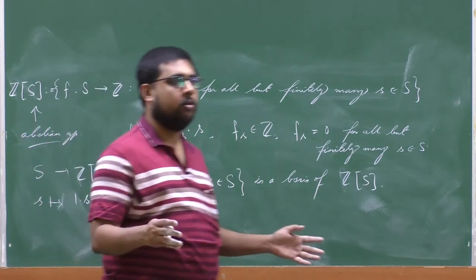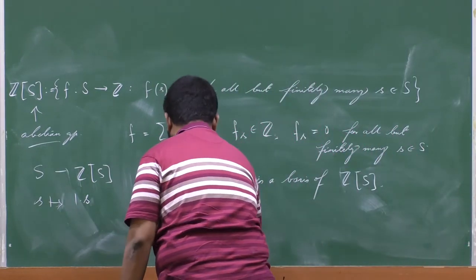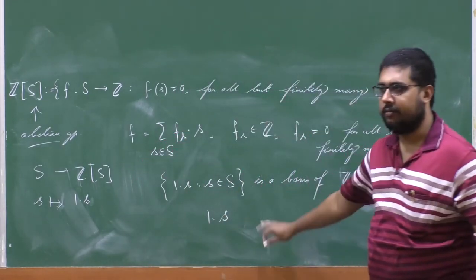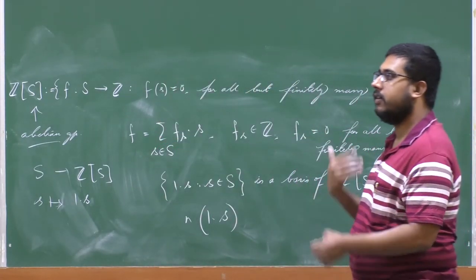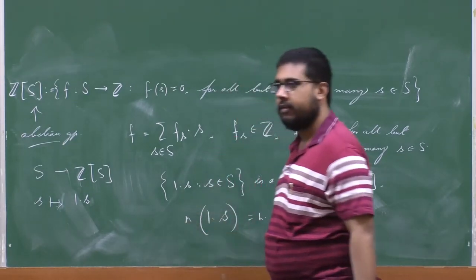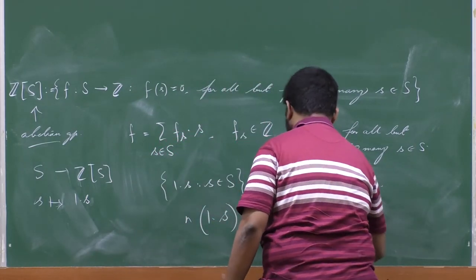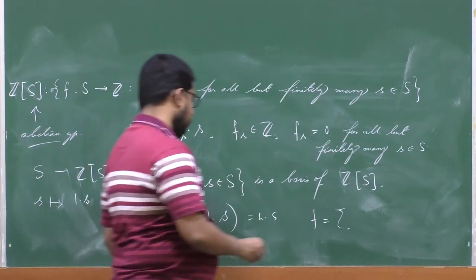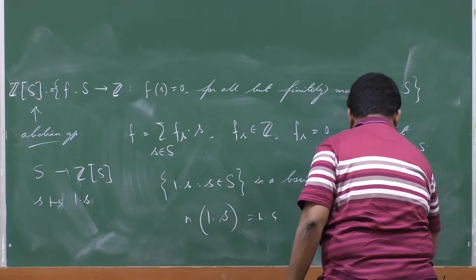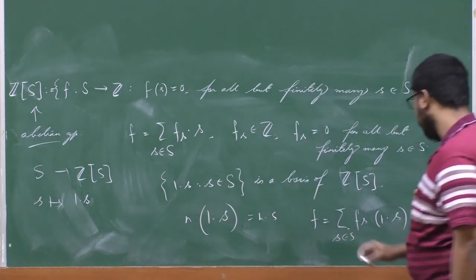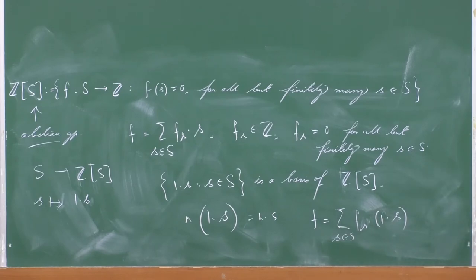If you take a function f, you know that only for finitely many s's, fs is going to be 0. So try to understand that if I have 1 times s for some s, and I repeat that n times, so basically we are adding that function n times, then this will be the same as n times s, right? So in view of this observation, given any f, f can be written as the sum of fs times 1 times s, because fs is an integer. And of course, this again is a finite sum, as we have already said.